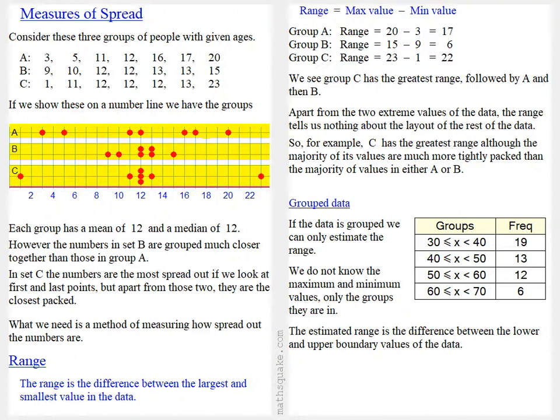All we know in the table is that the value of x lies somewhere between 30 and 70. So we have to take the range as 70 minus 30, or the range is equal to 40. This is only an estimate because we don't know the actual values of x.